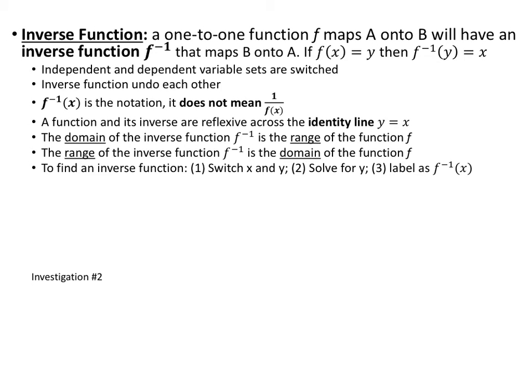A function and its inverse are reflective across the identity line y equals x. So if you look at a graph, you can find inverses or graph inverses by reflecting across the line y equals x. The domain of the inverse function is the range of the original function, and vice versa. The range of the inverse function is the domain of the original function. So the domains and the ranges of inverse functions are switched. If you want to find an inverse function, the first thing you do is take your original function, switch x and y, then solve for y, and label your new function as f inverse of x.